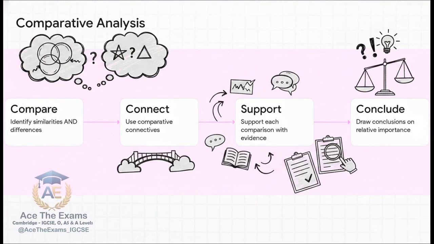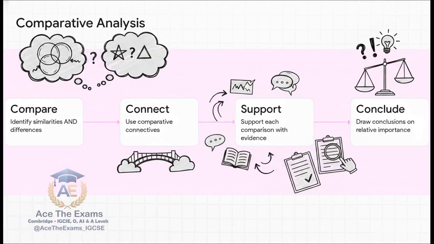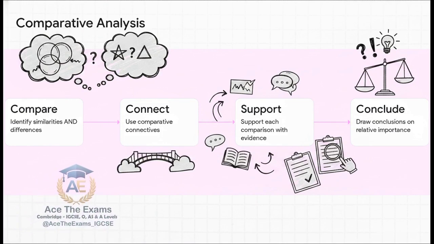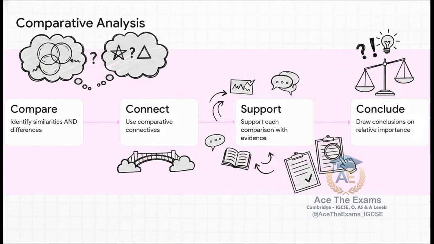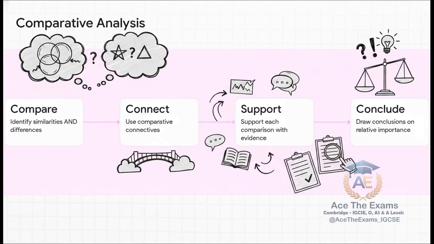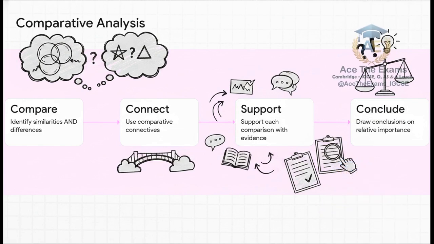Think about how top-scoring candidates do this. First, they identify similarities and differences. They don't just look for what matches, they actively hunt for the tension, the discrepancies. Second, they use specific comparative connectives in their Afrikaans writing. They use phrases like "aan die een kant" for "on the one hand," or "in teenstelling met" for "in contrast to." These phrases literally signal to the examiner that high-level cognitive processing is happening.